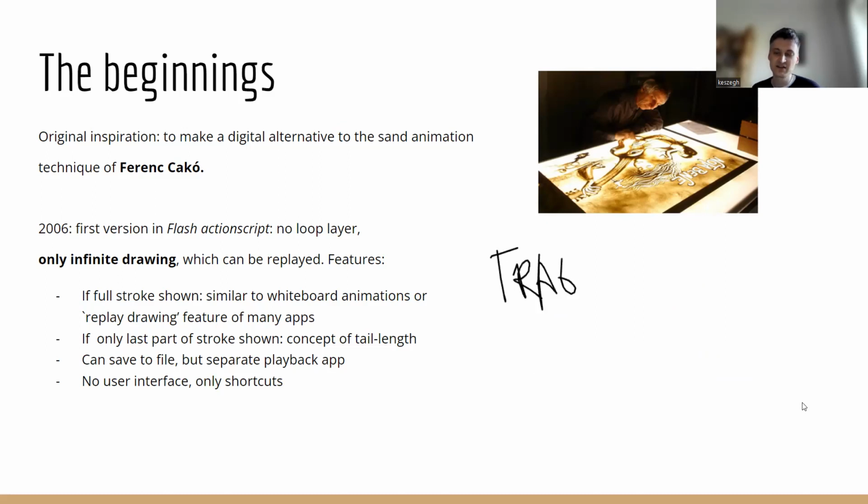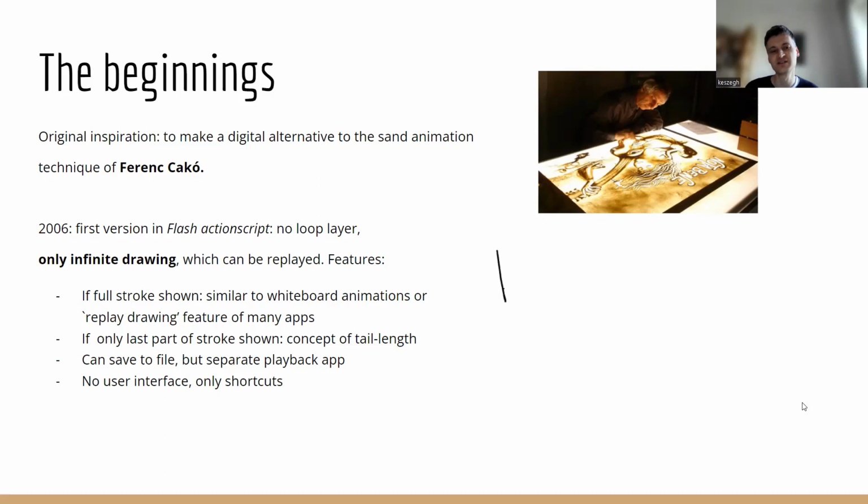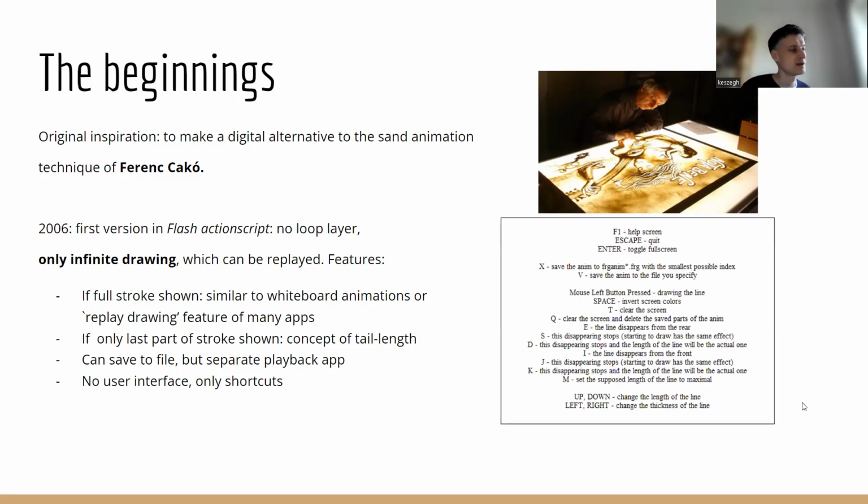I have a question. Sorry. Yes. Can you explain the concept of tail length? Yeah, so tail length is that in Fragmenter you are drawing, but you only see the last few seconds of your drawing in some sense. And in a loop layer, it comes back. So it's always reappearing. And if it's not a loop layer, but an infinite layer, then it just disappears and never comes back. So basically it's like painting with water and it's drying at some speed. So it's something like that.